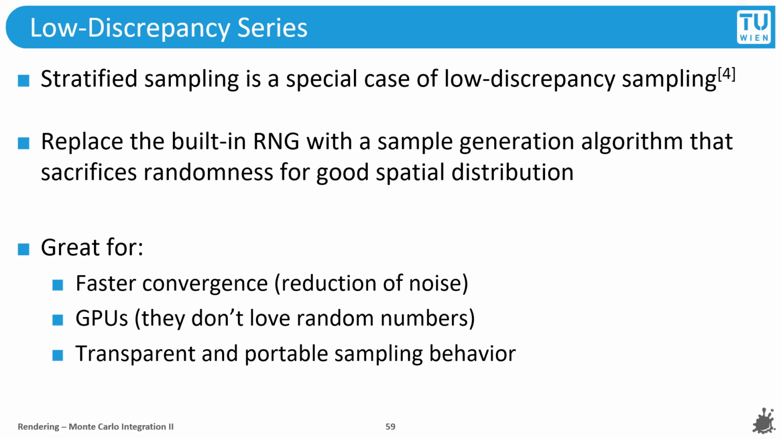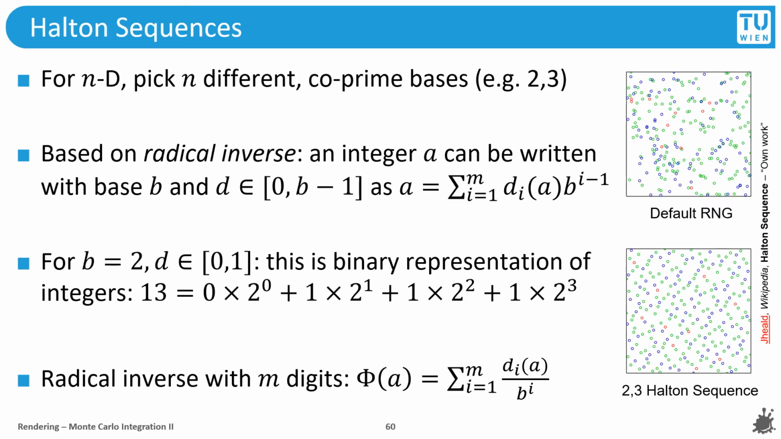Instead of the built-in true random number generators, we use these series especially if we need fast convergence, we are writing code for the GPU because GPUs are not very comfortable with random numbers, or we want a transparent and portable sampling behavior. And we are going to cover a very simple but very powerful example of low discrepancy series sampling. We are going to look at the Halton sequence here.